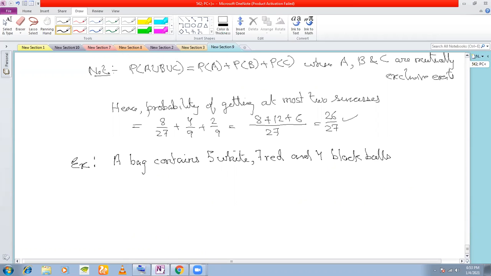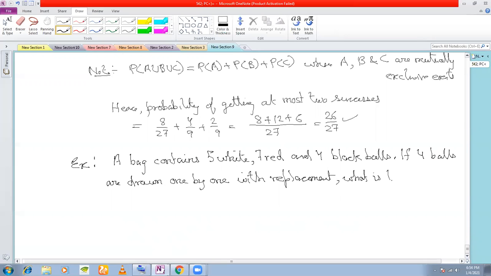Next, if 4 balls are drawn one by one with replacement, what is the probability that none is white? Remember, with replacement, I told you, is nothing but repeated trials, right?